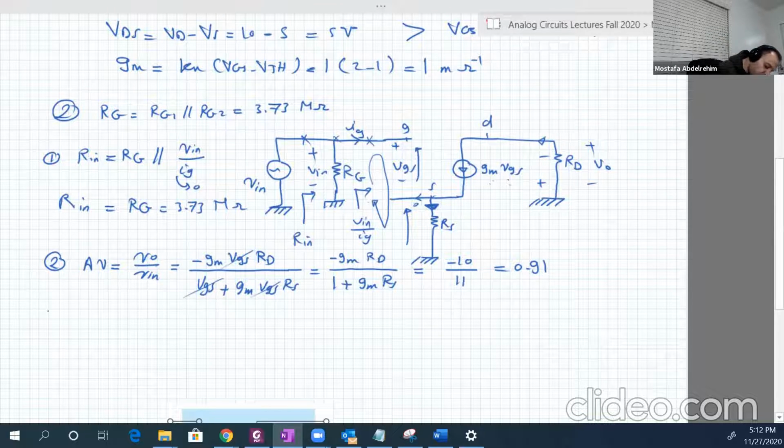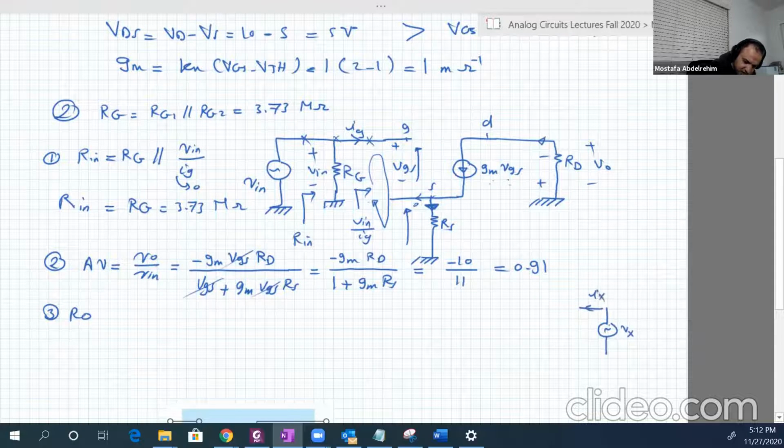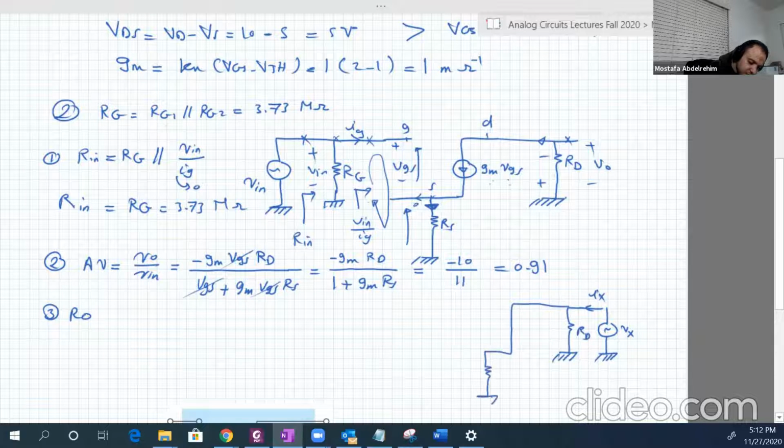Okay, number 3, RO. With RO, we put our Vx and Ix between the output terminals. So the output is between these 2 points, this point and the ground. Then we have RD. Then we have this guy, GM VGS. And we have RS. How about the other part? In the other part, we're going to cancel V input, since we put Vx and Ix. So we cancel the input. So it will be something like this.